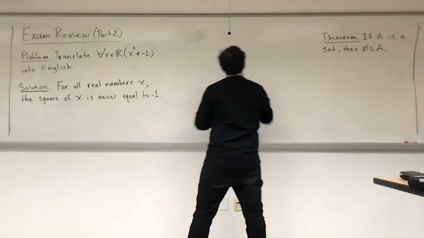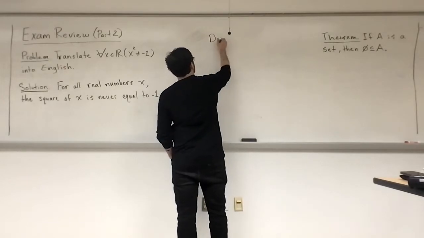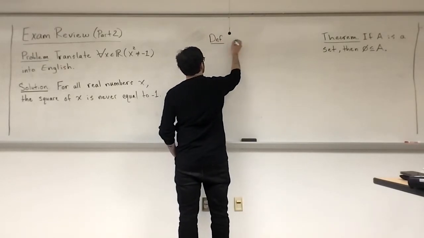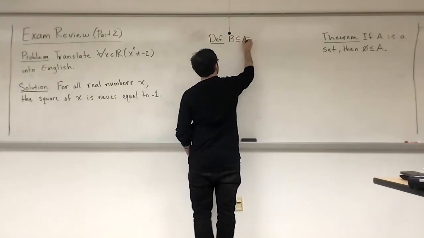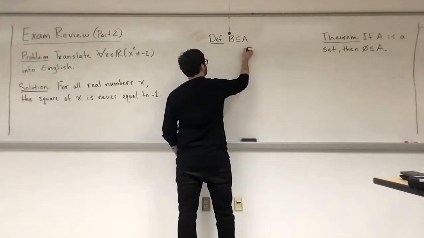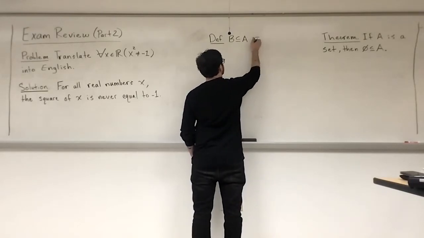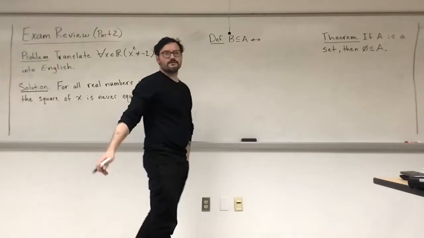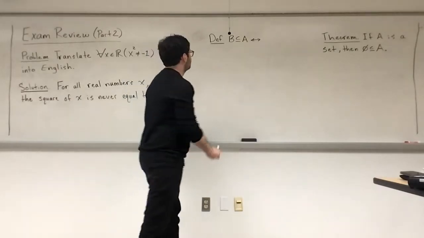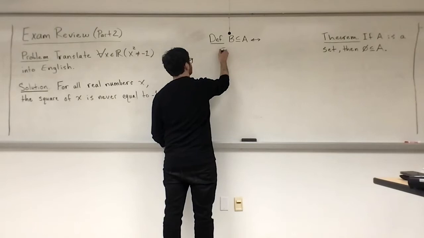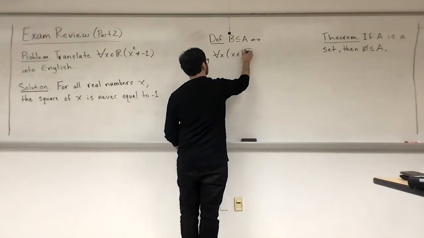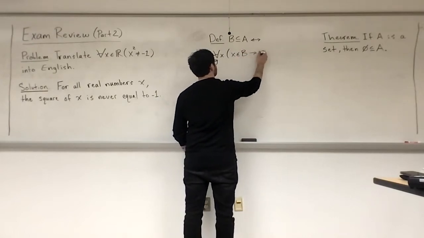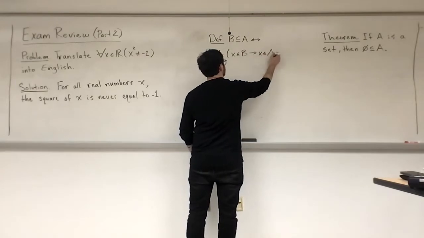Again, just the definition. B is a subset of A is equivalent to, it's like if and only if, that's like logical equivalence basically. So if and only if, for all x, if x is in B, then x is in A.